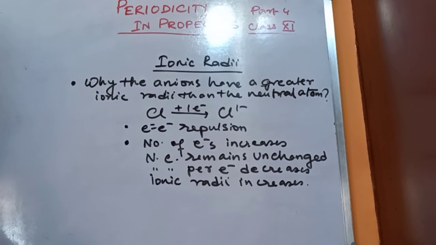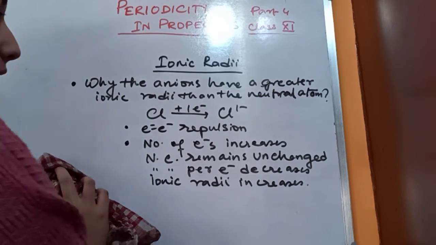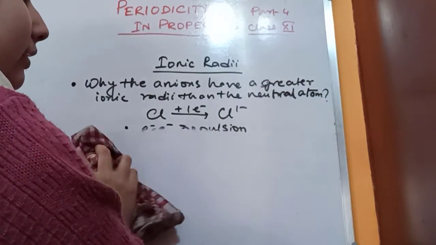Okay, and if I come to the periodic trend, it is the same. The ionic radii trend is the same as that of atomic radii. Across a period it will decrease, and down the group it will increase for both cations and anions.